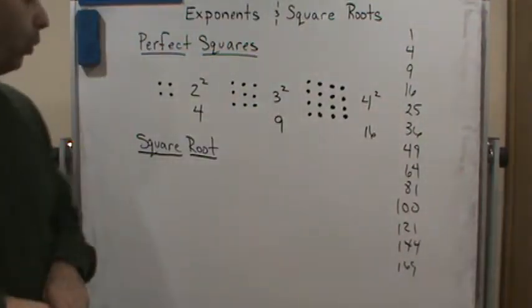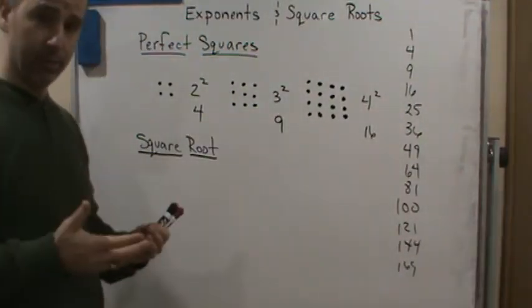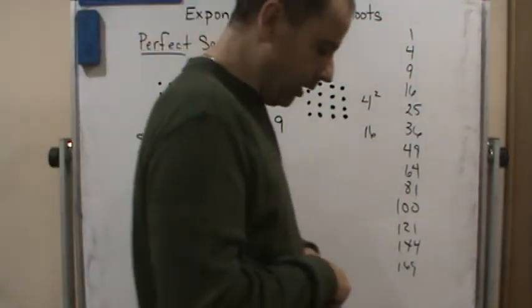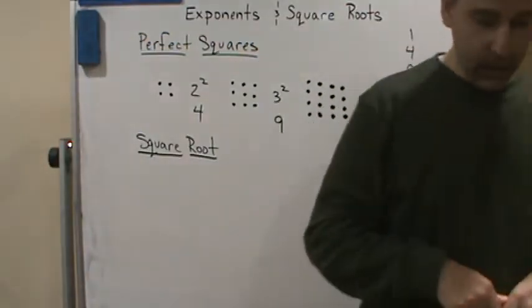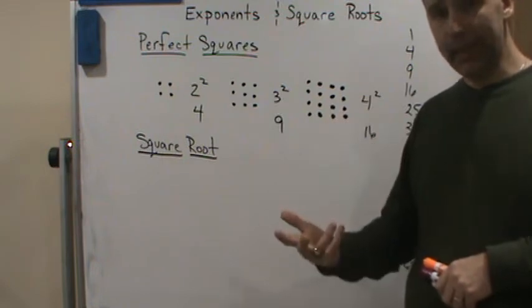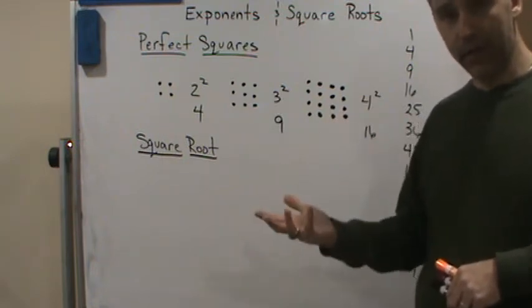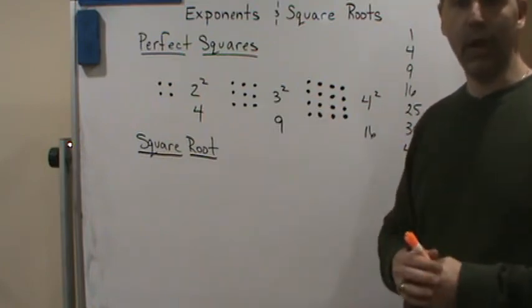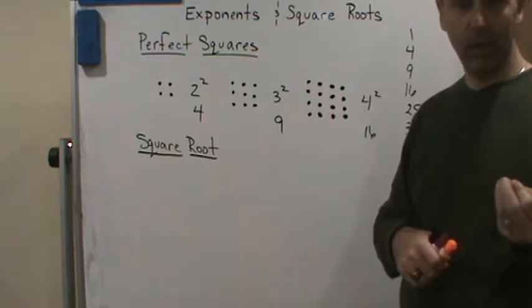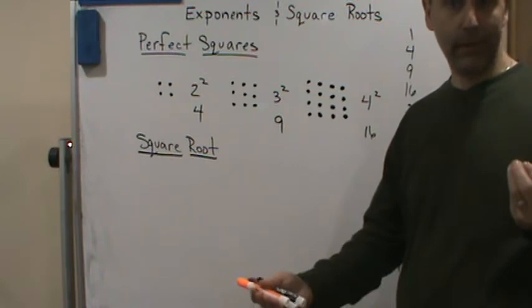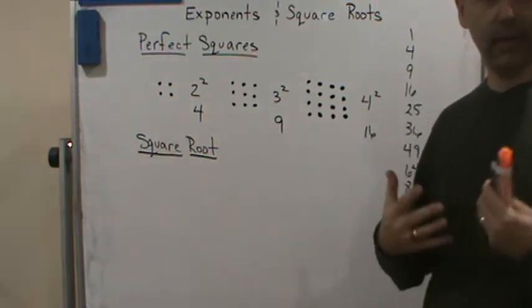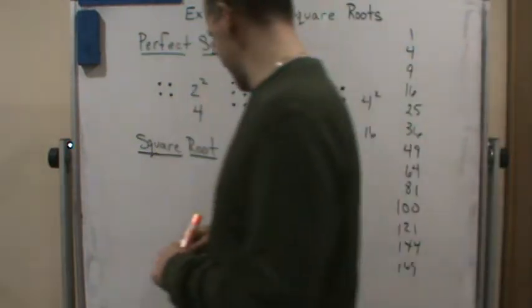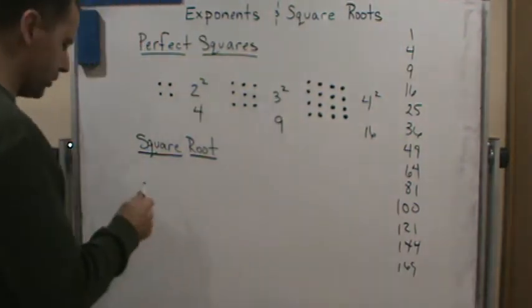So what is a square root? It's a number that, if we multiply that number by itself, gives us another number, right? So if we want the square root of a number, we want to find that number which, if we square it, will give us the number that's given. So again, that might be a mouthful, but let me show you.